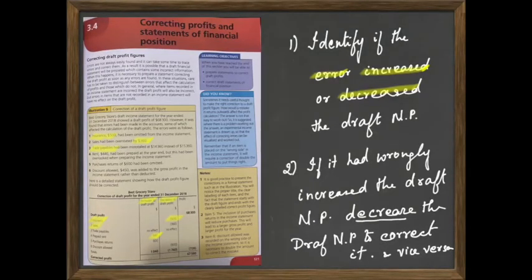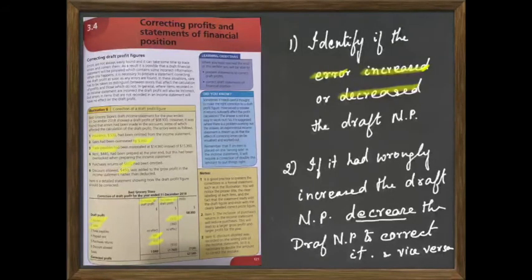Then purchases returns of 600 had been omitted. Purchases returns is usually deducted from purchases. So this time it was not done. So what happened to the expense? The expense had been shown as an increase, right? It increased the expense of purchases, which was wrong, and therefore what happened to the draft net profit? Draft net profit was decreased. So purchases returns has to be put in the increase for draft net profit column. Okay. To correct your draft net profit.